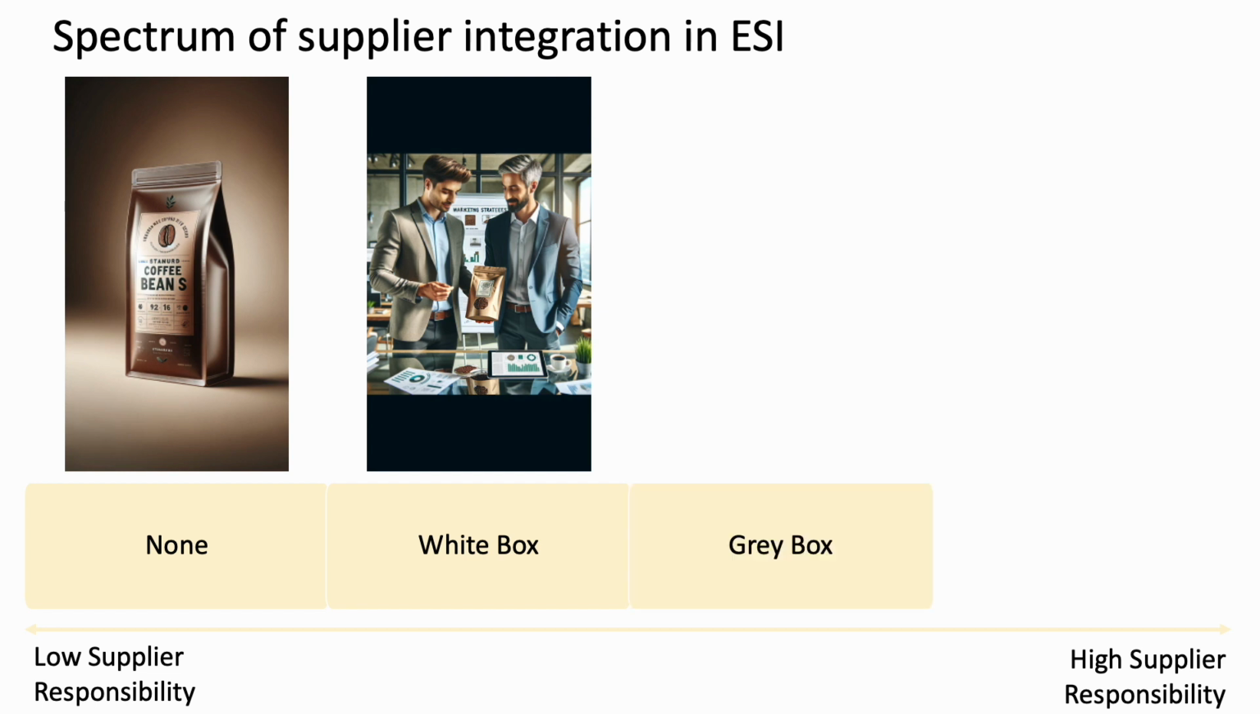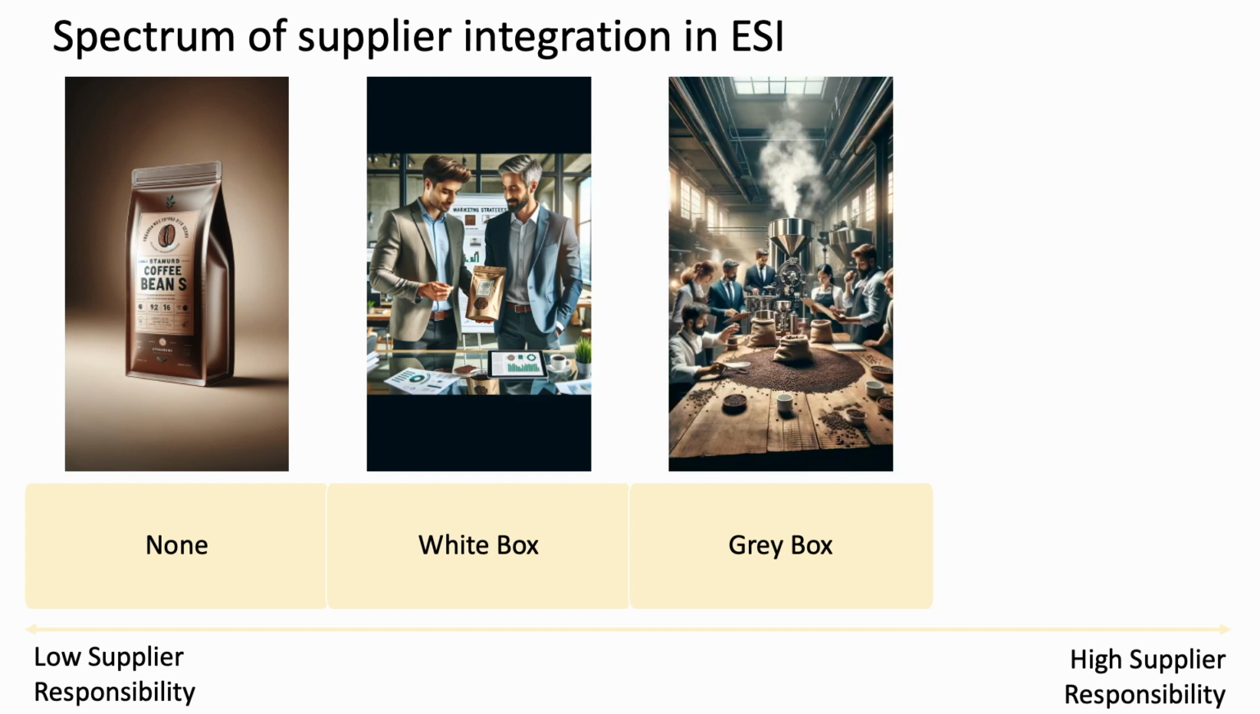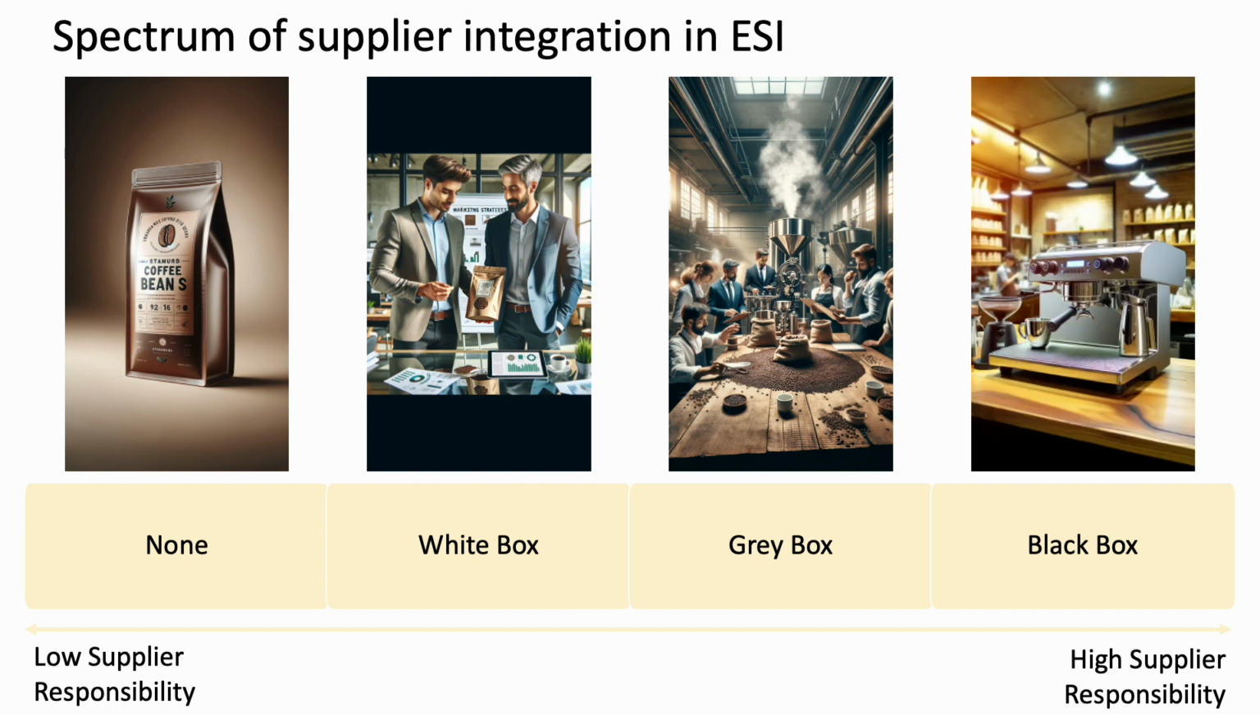As integration deepens into the gray box realm, the coffee shop could engage in joint development activities with coffee bean suppliers. This might involve collaborating on the creation of unique blends exclusive to the coffee shop, with input from both parties on flavor profiles and sourcing of high-quality beans. Finally, at the black box end, the coffee shop might rely heavily on supplier-driven design for its equipment and machinery. For example, if the coffee shop is looking to upgrade its espresso machines, it may provide performance specifications such as desired brewing capacity and energy efficiency to suppliers who then design and manufacture machines tailored to these requirements.